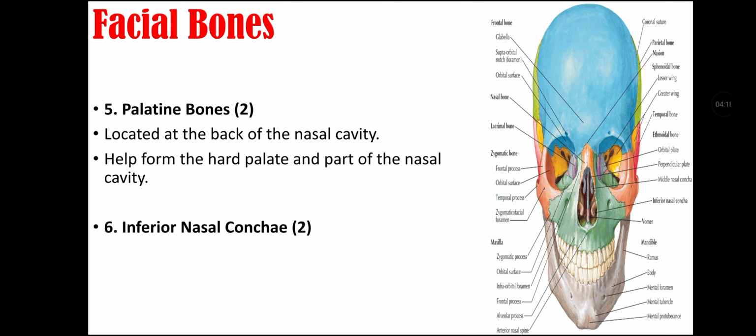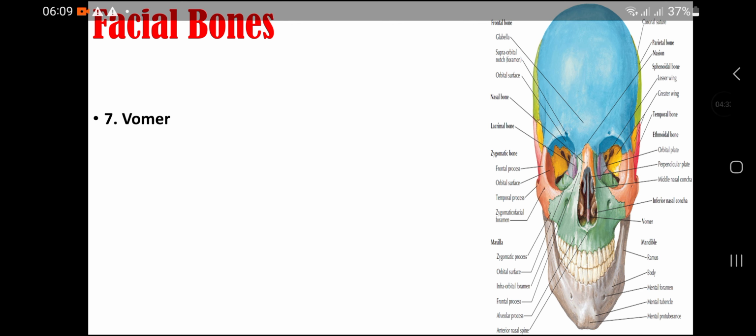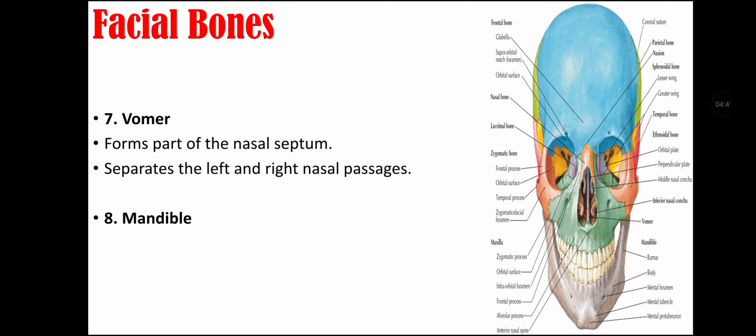Next facial bone we have is inferior nasal conchae. They are also paired bones, that means there will be two inferior nasal conchae in every skull. They are curved bones within the nasal cavity. They help filter and humidify inhaled air. Next bone we have is vomer, that forms part of nasal septum. It is unpaired bone and it separates the right and left nasal passages.